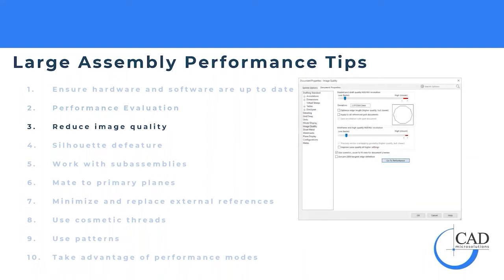One of the ways that I can do that is by reducing my image quality. Image quality is something that gets set by your document templates. It's part of your document properties. So if you're the CAD admin or if you're in charge of your document templates, I highly recommend you go in and ensure that it is set to about 10%.